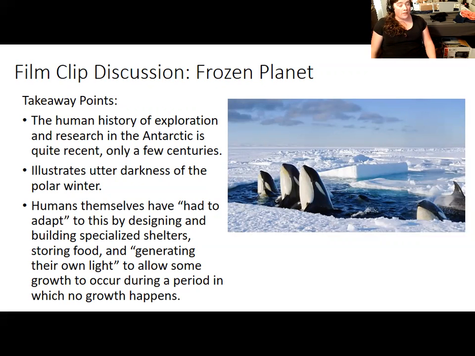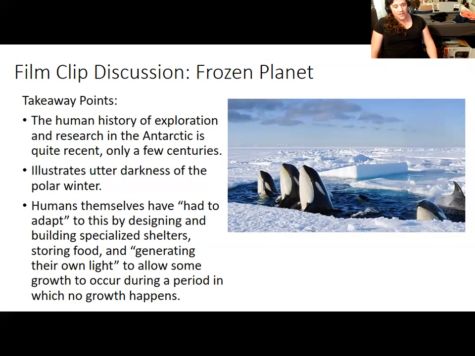Humans can't do any of those things, so what humans have done is they've built better shelters. They store food, because I mentioned that in the winter in Antarctica, you can't leave. No flights can really go to Antarctica. No one can really leave Antarctica either. So you have to make sure you have enough food there, and humans have adapted by learning to store food.